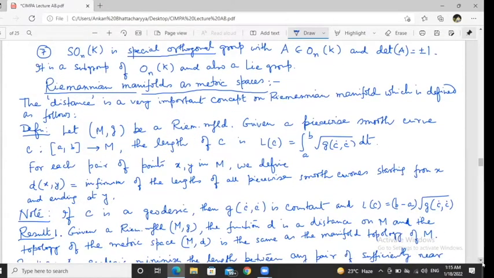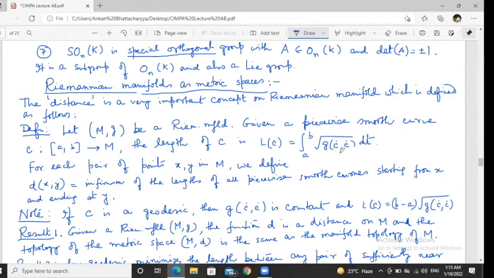Now, this is another important concept: Riemannian manifolds as a metric space. The distance is a very important concept on a Riemannian manifold, which is defined as follows. Let (M, g) be a Riemannian manifold. Now, given a piecewise smooth curve c from the closed interval [a, b] to M, the length of c is denoted by the integral from a to b of the square root of g(ċ, ċ) dt.